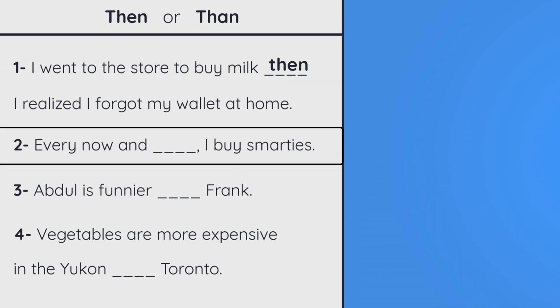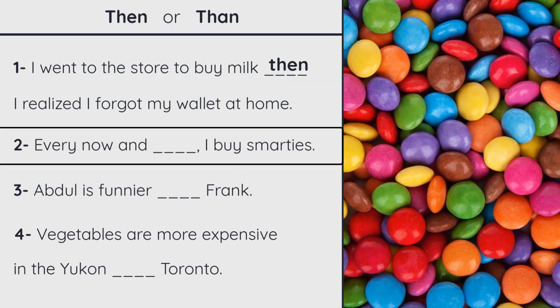Number two: every now and blank I buy Smarties. What do you think it is? Then or than? Every now and then, again with an E. I buy Smarties.